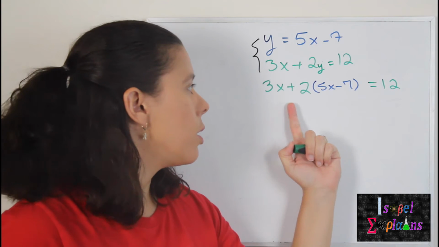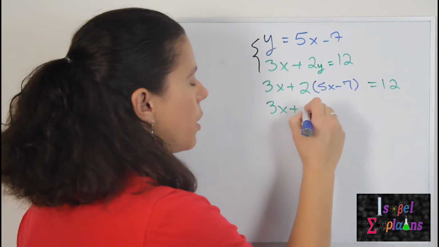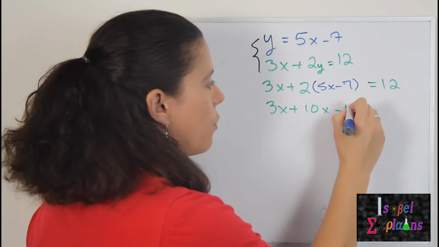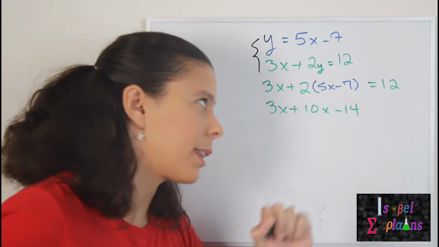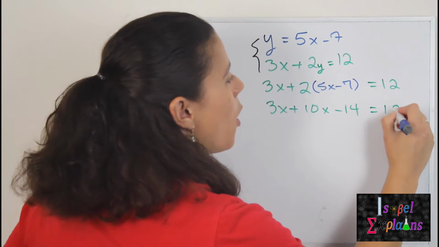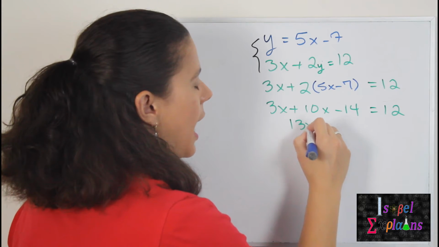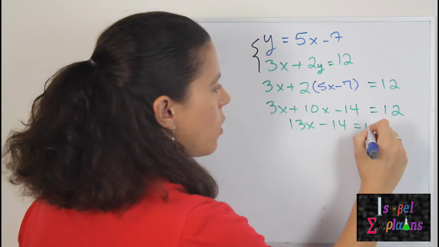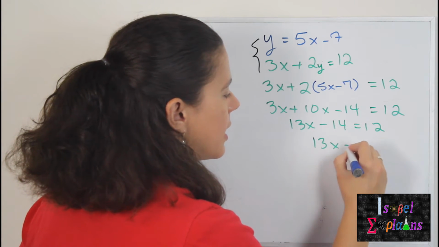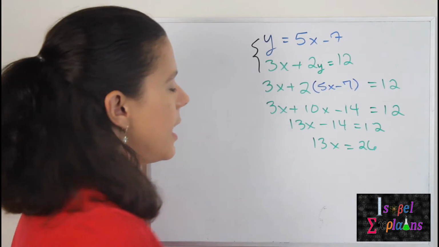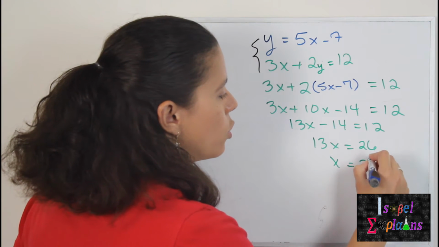So I would just distribute this 2 inside of the parentheses. So we have 3x plus 10x minus 14. Please don't forget the second guy. They always get very sad when you forget. Equals 12. So I combine like terms. So this is going to be 13x minus 14 equals 12. Add the 14 on both sides. So we have 13x equals 26. And then if we divide by 13 on both sides, we have that x is going to be equal to 2.